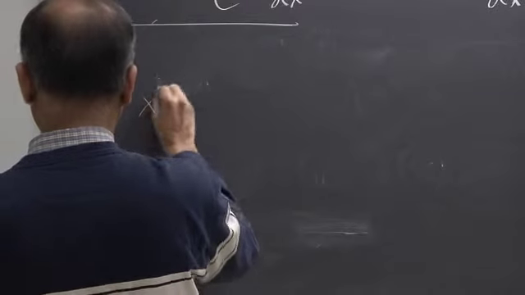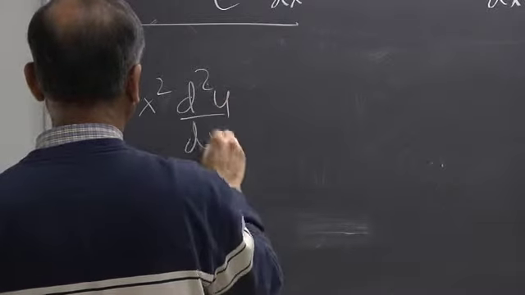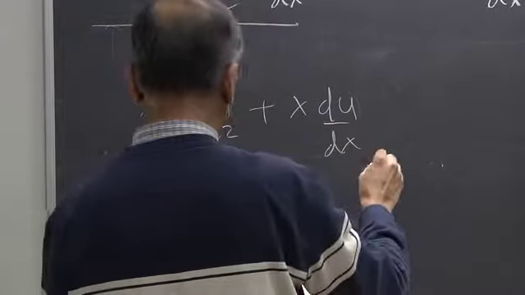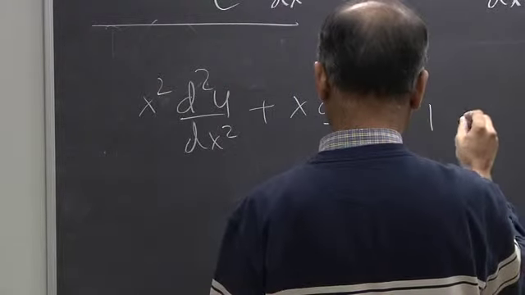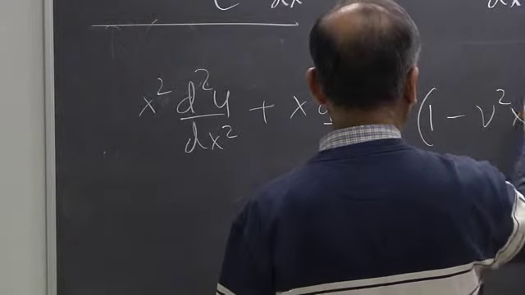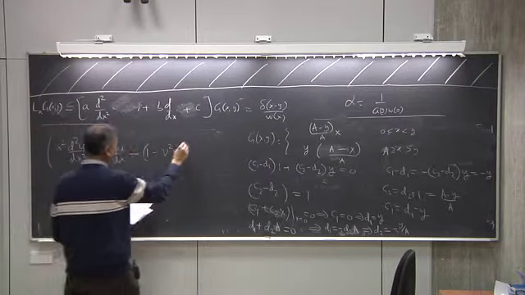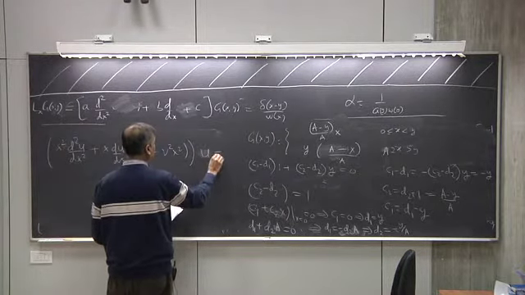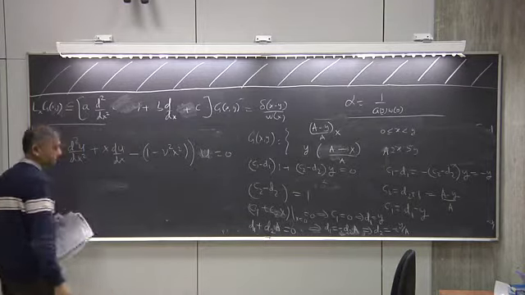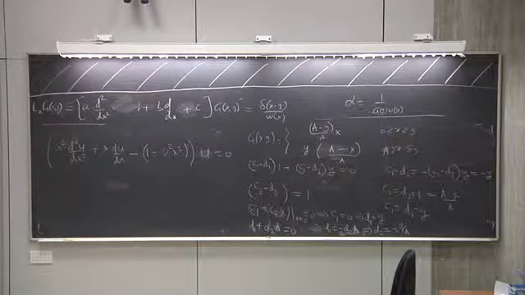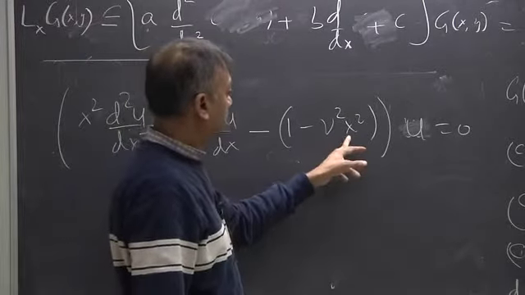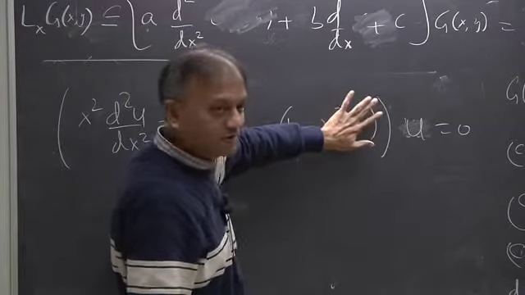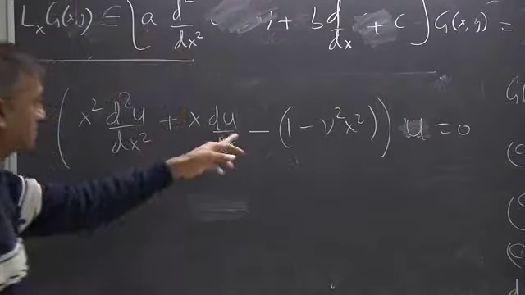The equation is this: x square d2u by dx2 plus x du by dx minus 1 minus nu square x square acting on u equal to 0. So this is my Lx. Now this is very complicated. You cannot find u1 and u2 in a simple way because of the presence of nu. If nu was 0, then it's trivial to find the solutions of the equation.